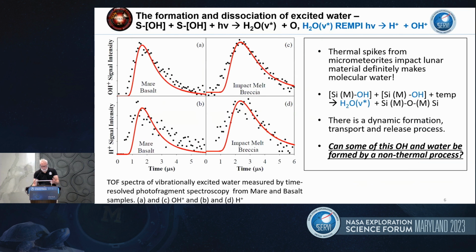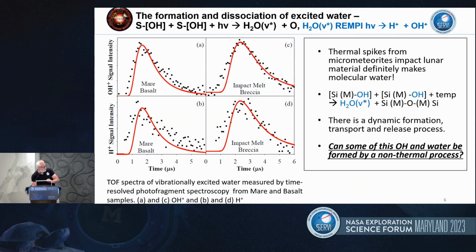So I don't want to go through this in detail, but this is showing you the coincidence measurements that allowed us to understand that the photon that is simulating an impact event could come and cause these OH groups to interact with one another, form water, and then we detect this with the laser.